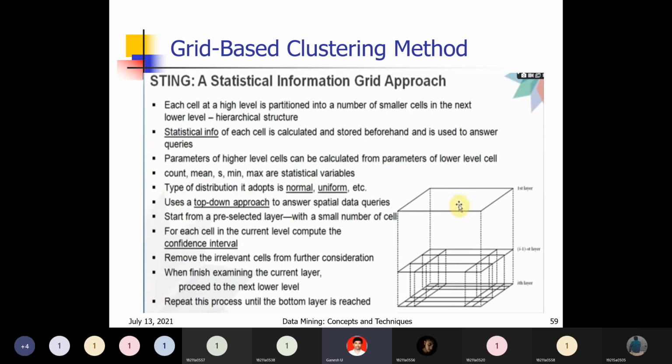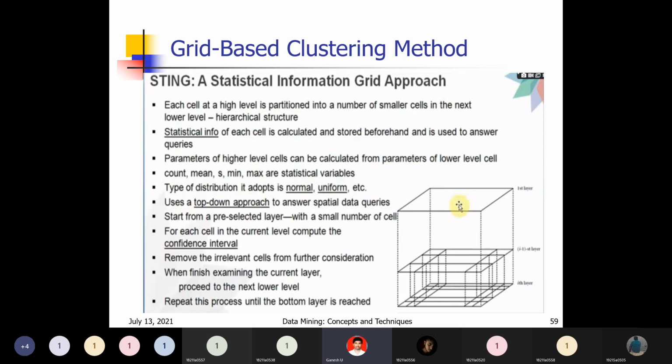So in grid based method, first we will see STING. STING means, the name itself indicates, ST means statistical, IN means information, G means grid approach. Statistical information grid approach. What we are doing, the name itself indicates. In the grid, in each and every smaller cell, we are storing statistical information. That's why it is called statistical information grid approach.